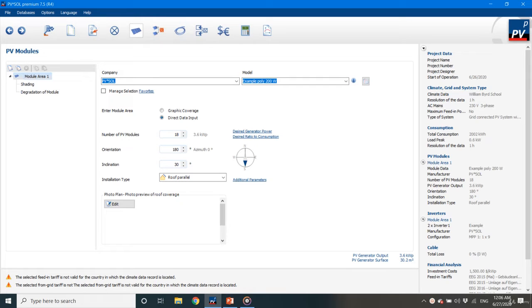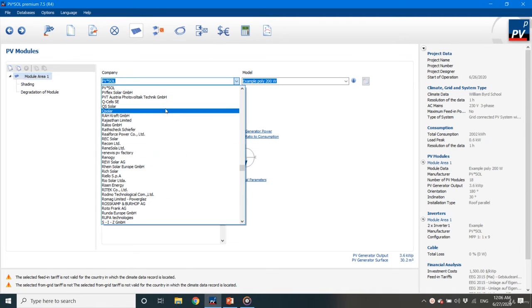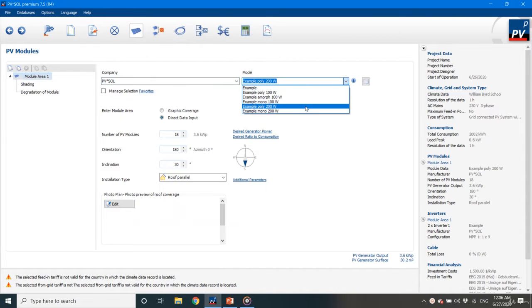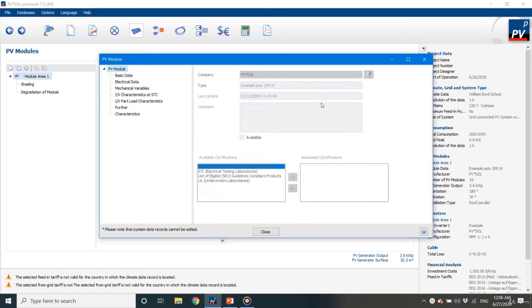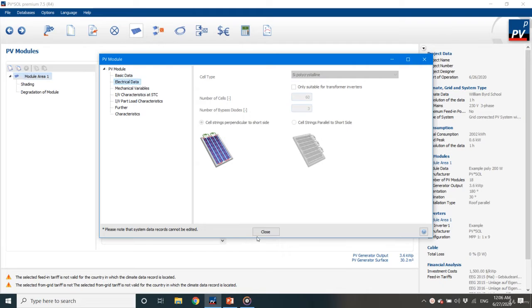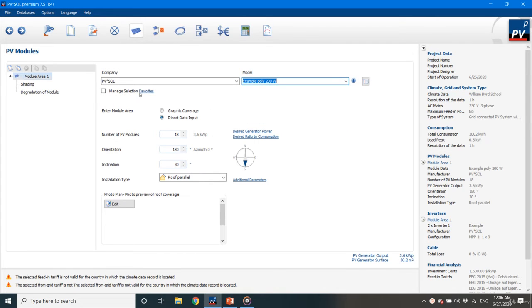Let's talk about the PV module selection tab. The database of PV-Sol contains many models and brands of PV modules. You can select a company, then select the module. Here, you can see information and data about the module provided by the manufacturer. You can limit your selection to only include favorites we have selected before.